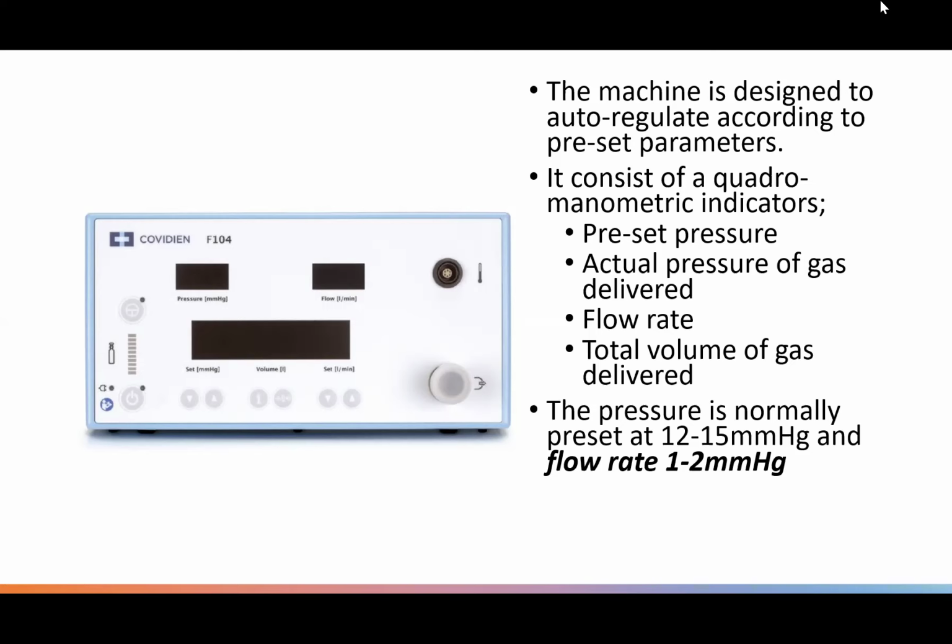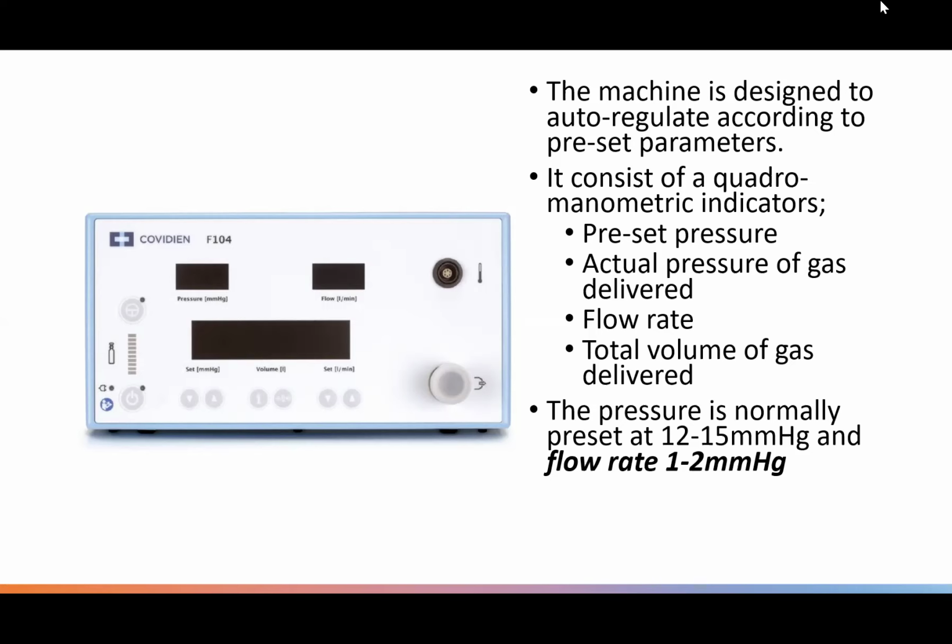Usually we preset a pressure between 12 to 15 millimeters of mercury. It means that the machine will not insufflate beyond that preset. If it is 12, as it gets to 12, it will auto-regulate and stop. Okay, it consists of manometric indicators, the preset pressure as we mentioned, the actual pressure of gas delivered will also be shown on the machine. Then the flow rate of carbon dioxide.